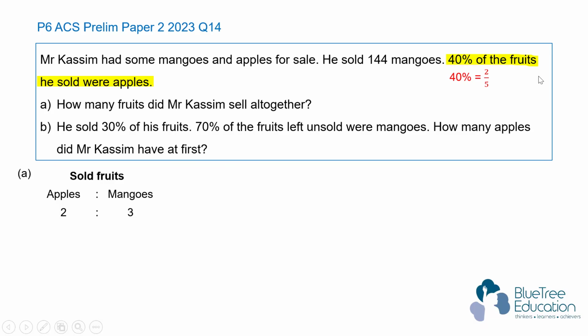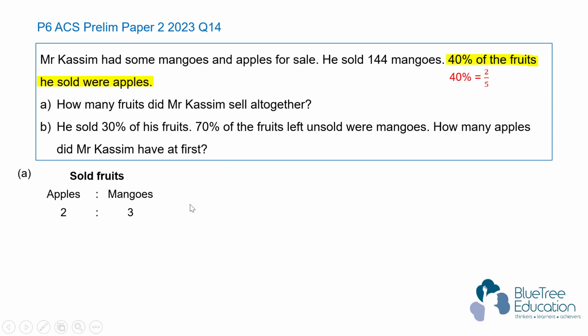So in order for us to use the ratio method, we'll change the percentage, which is 40%, into a fraction. In this case, 40% in the simplest form as a fraction is 2/5. So that means the total number of fruits is actually 5 units. And this 40%, which represents the apples, is 2 units. If the total is 5 units, apples is 2 units, that means mangoes must be 3 units.